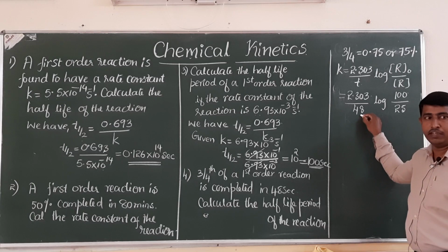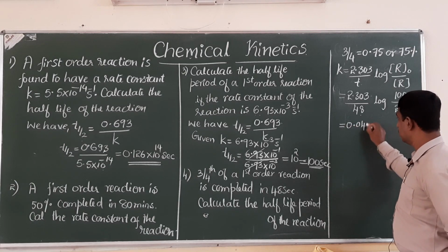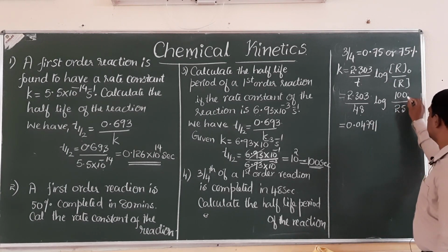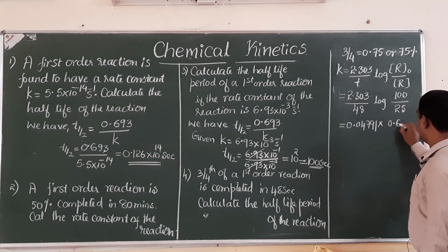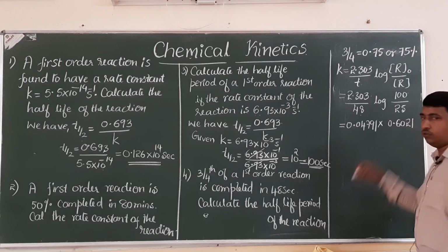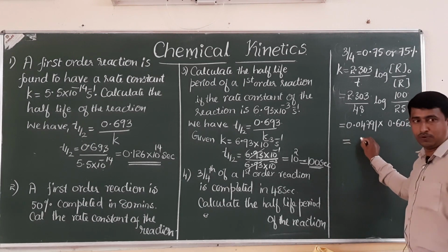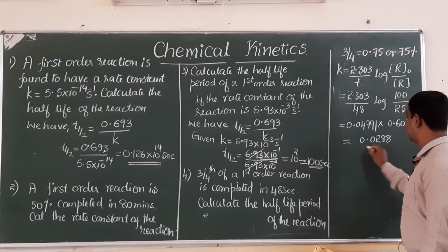2.303 divided by 48 is equal to 0.04791. This is log of 100 by 25, or it is log 4. The value of log 4 is 0.6021. 0.6021 multiplied, it is equal to 0.0288.